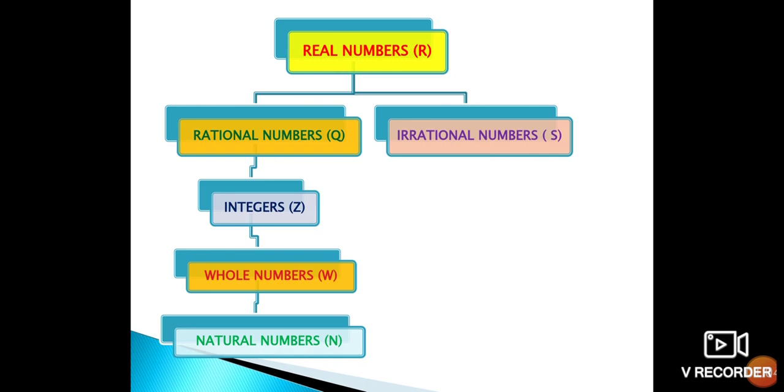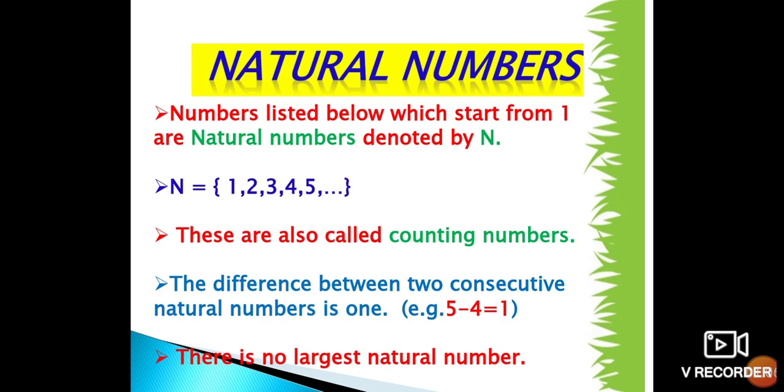Now let us see one by one about the numbers. If you come to the natural numbers, the numbers listed below which start from 1 are natural numbers, denoted by N. N is equal to 1, 2, 3, 4, 5 and so on. In the early classes, in the beginning of our studies, we used to write 1, 2, 3, 4 like that. At that time we didn't know what natural numbers are. These are also called counting numbers because we use these numbers to count any objects. That's why they are also called counting numbers.